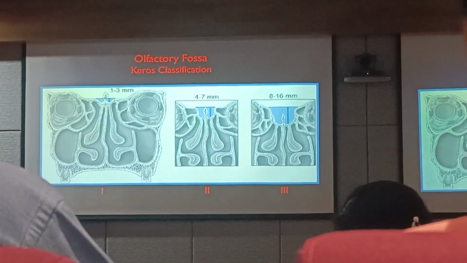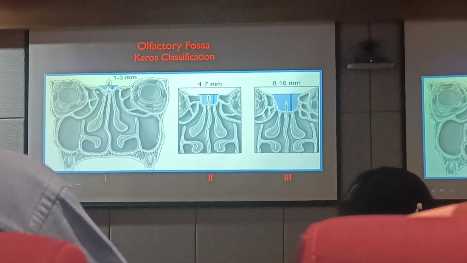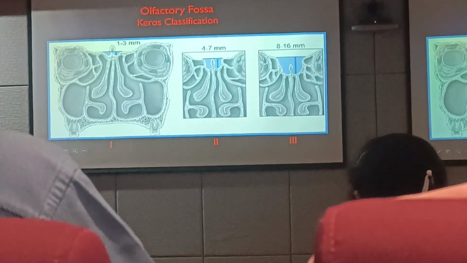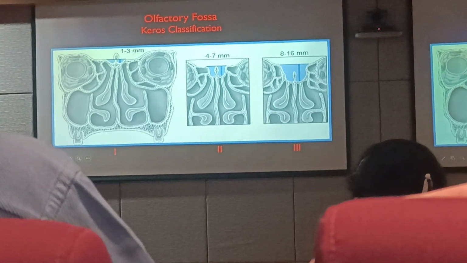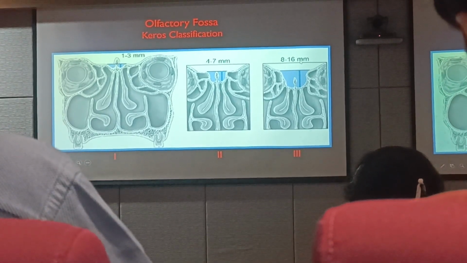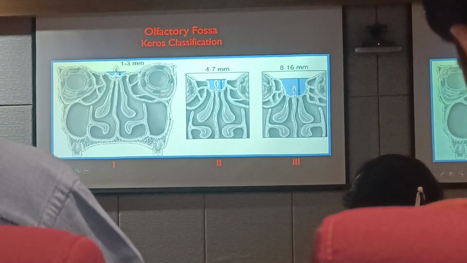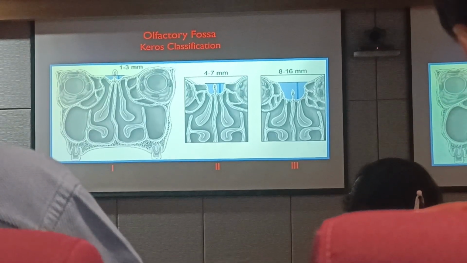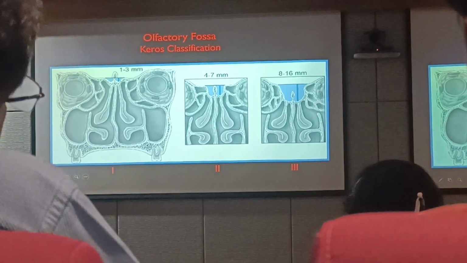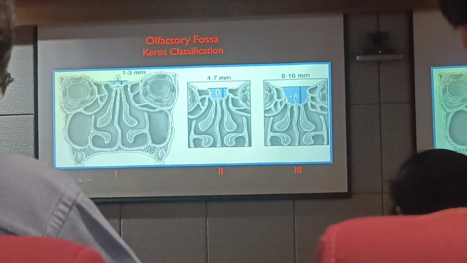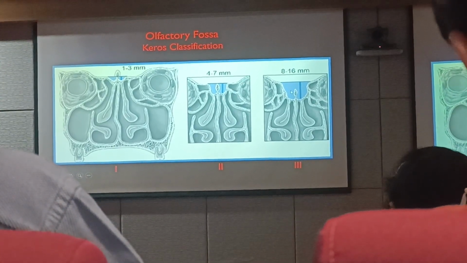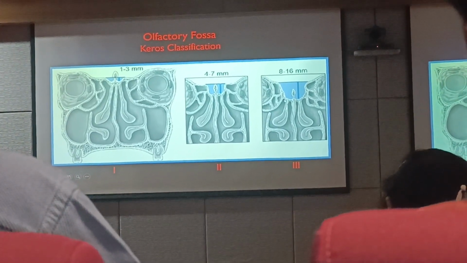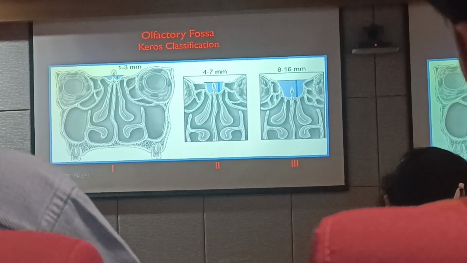Okay? Olfactory fossa. Now again, when you see your scans, you study this olfactory fossa. Keros was the one who classified them into 3 types, 1, 2 and 3. The measurements are written here, 1 to 3, 4 to 7 and 8 to 16. Why did he classify this as 1, 2, 3? Just because he wanted to make himself famous? Okay? So he did this because this gives you a prognostic feature of how likely you are to damage the cribriform during a surgery, right? The deeper the cribriform is, the more likely you're going to damage it going into the frontal recess.